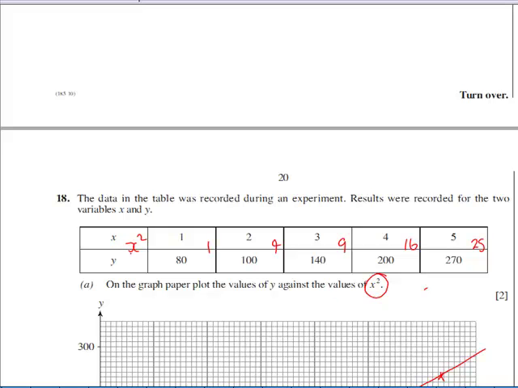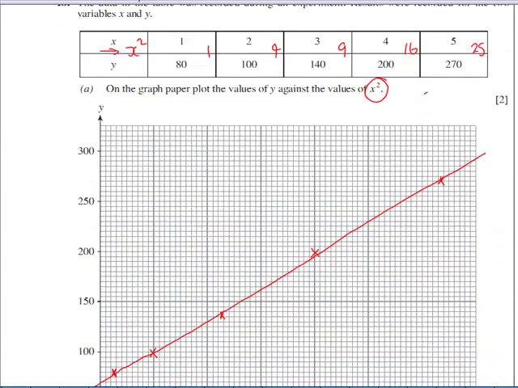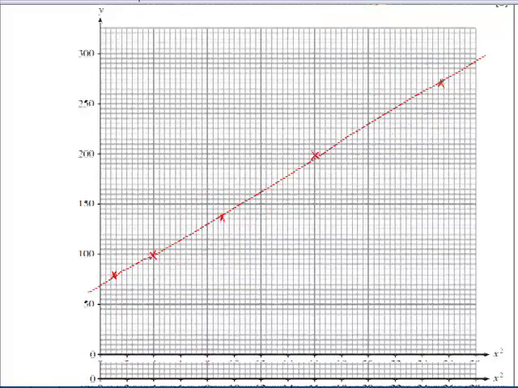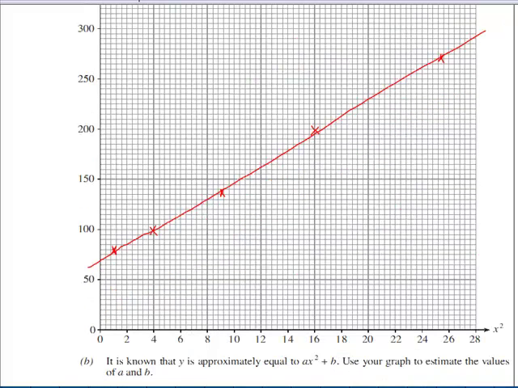So what I've done is I've created a little sub row called x squared, and we can see that 1 squared is 1, 2 squared is 4, 3 squared is 9, 4 squared is 16 and 5 squared is 25. And then we plot those values against the y values, and as you can see on the graph, when they're plotted they make actually almost a straight line. I've then drawn through those points to show that fact.